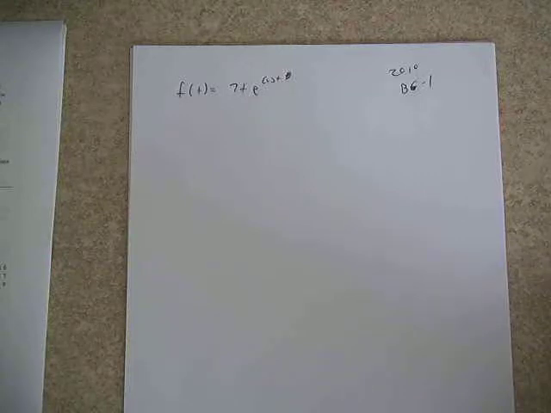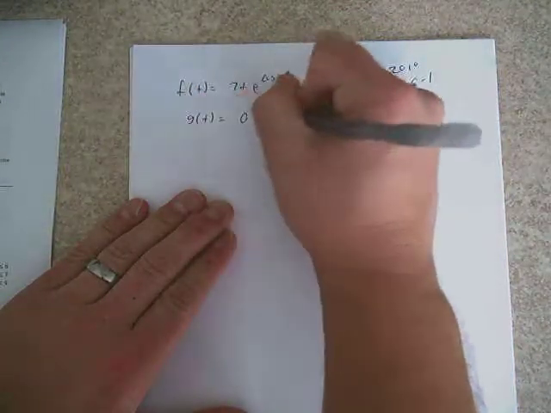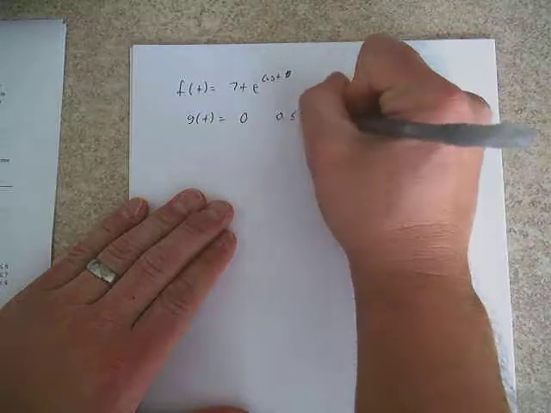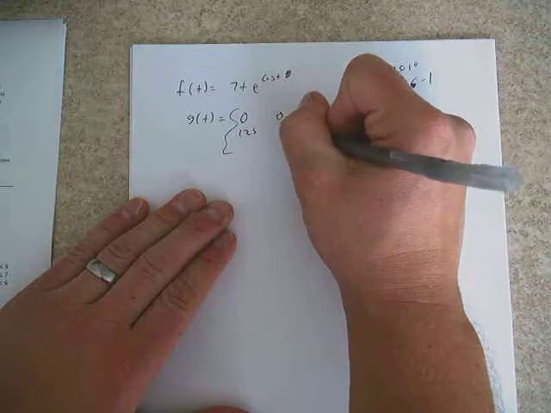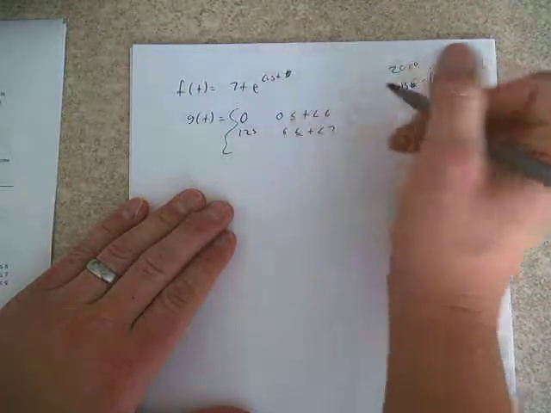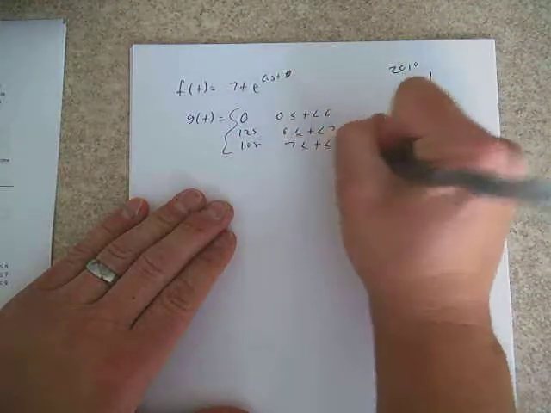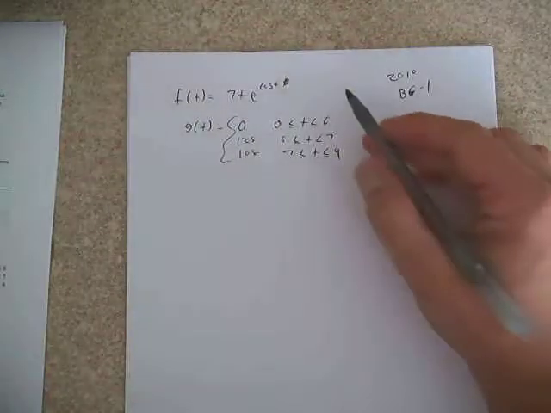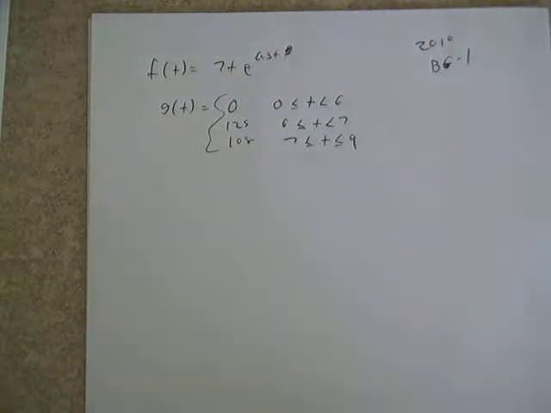And it says at 6 a.m., Janet starts removing snow at a rate of g of t in cubic feet per hour. And the function for the removal part is given by a piecewise function. It's 0 from time 0 to time 6, it's 125 from 6 to 7, and it's 108 from 7 to 9. So ultimately, again, we have our function of snow going onto the driveway, and this is our function that describes the snow going off the driveway.